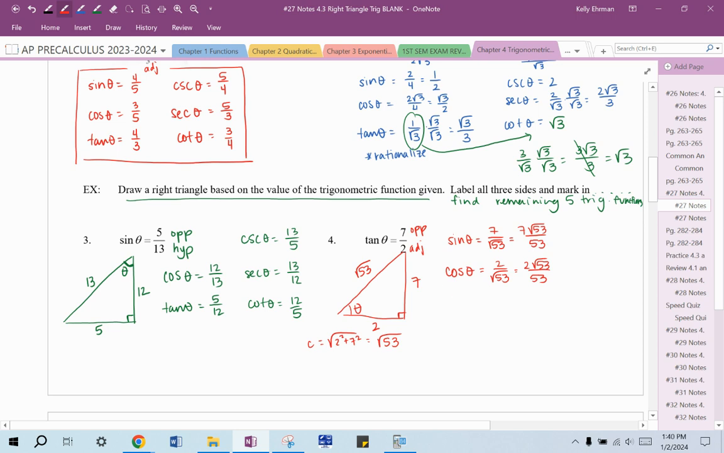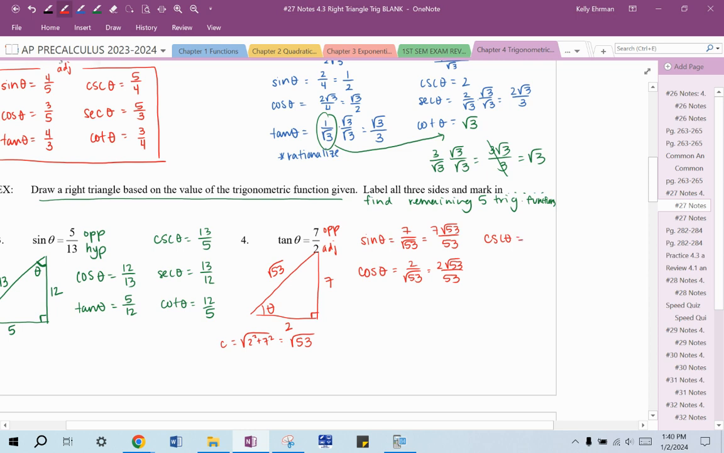We already have tangent. Cosecant theta is, remember, don't use your rationalized version. Go back here. This is why I like to bother writing it down so that it's easy to flip. Radical 53 over 7. Secant theta, same on this one. Go off of here. Flip that. Radical 53 over 2. And cotangent theta, reciprocal of 7 over 2 is 2 over 7.